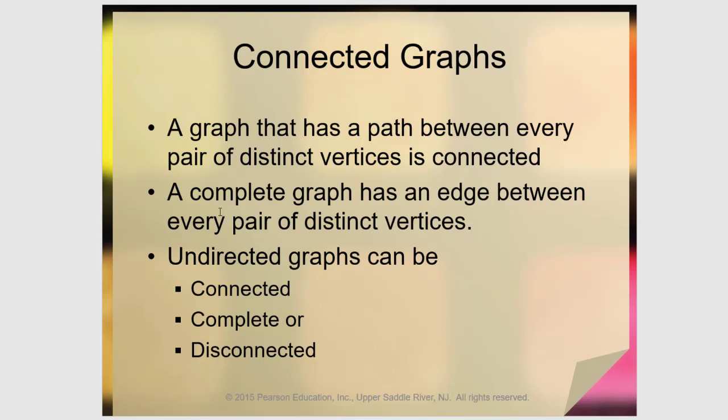If you can get from a node to every other node in the graph, it is considered a connected graph. A complete graph, so just like we have complete trees, we can have complete graphs. But for graphs, a complete graph has an edge between every pair of distinct vertices. Undirected graphs can be connected, complete, or disconnected.